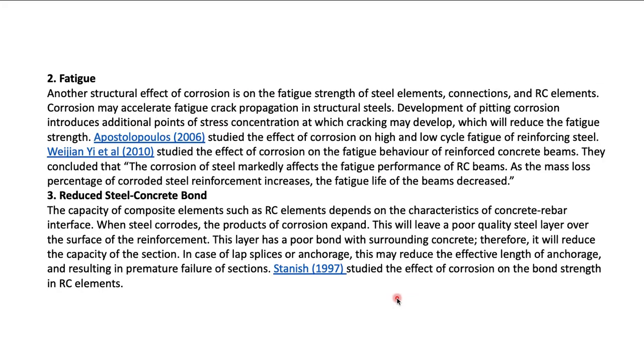Next is fatigue. This is another corrosion effect, on connections and RC elements. Corrosion may accelerate fatigue crack propagation in steels. Pitting corrosion forms holes and introduces additional points of stress concentration where cracks may develop, which will reduce the fatigue strength.